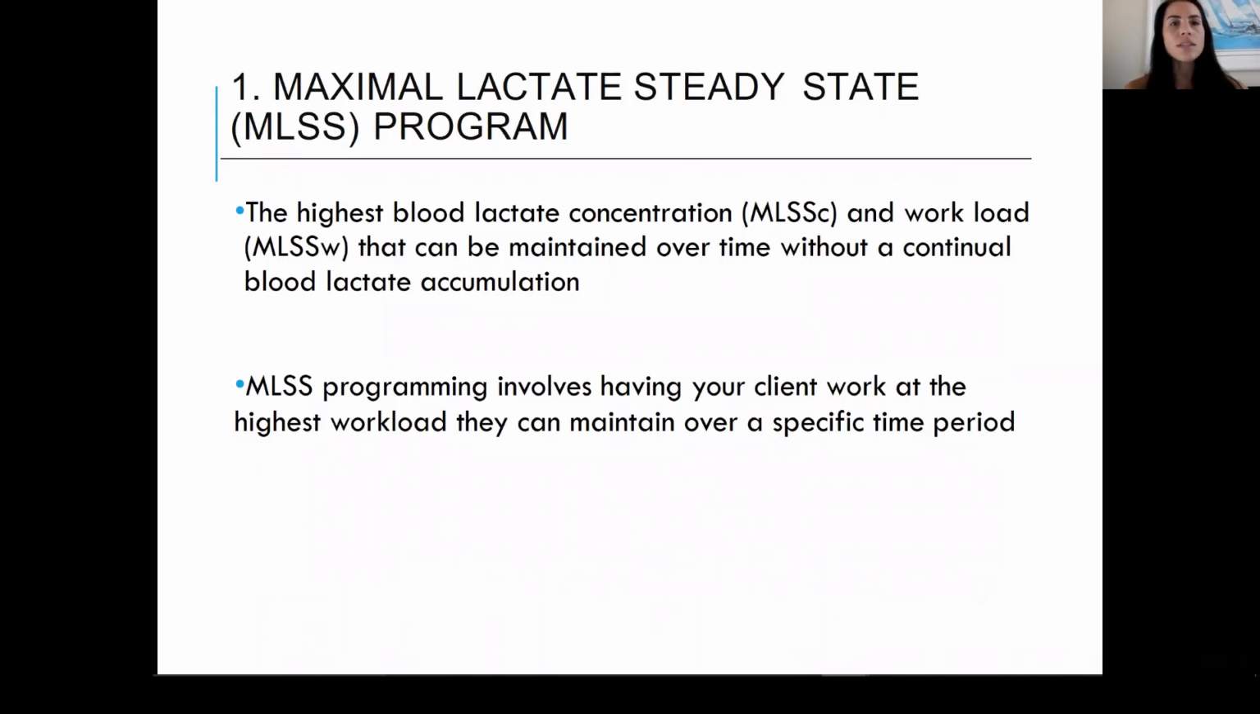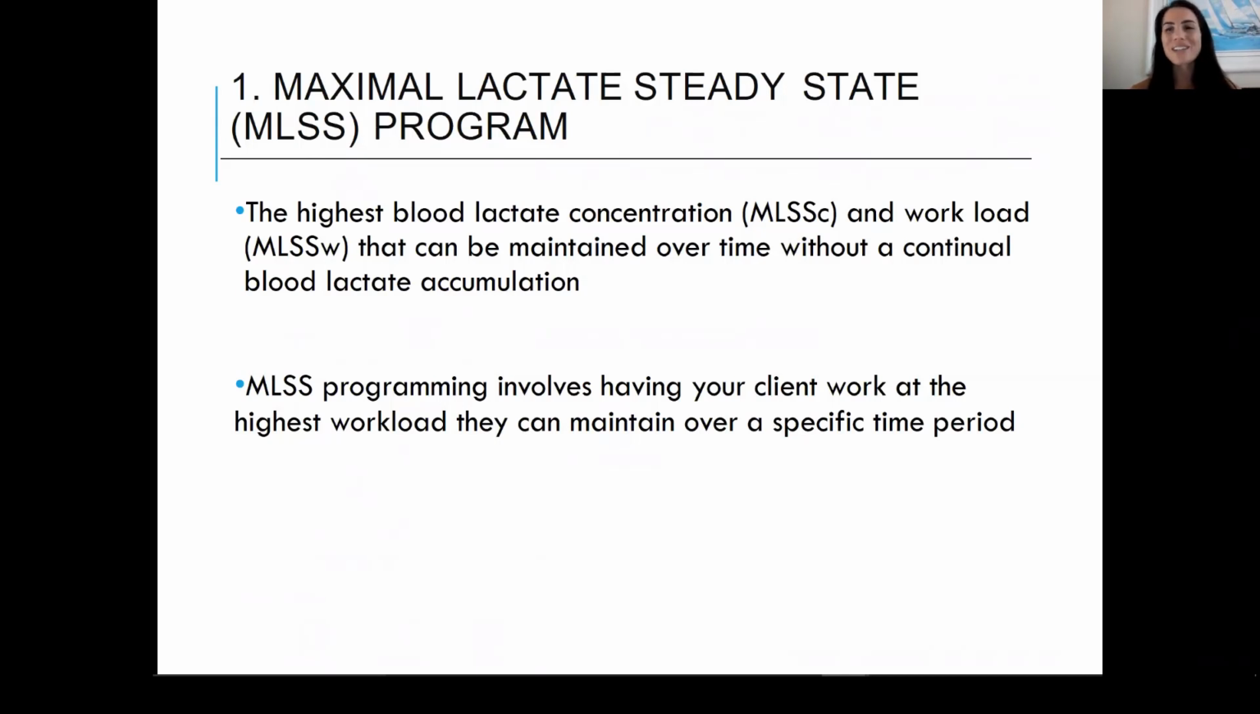So let's go ahead and start with the maximal lactate steady state program. This is also known as MLSS. And essentially what you have here is that we know that we want to get our clients to the highest blood lactate concentration and workload without them accumulating blood lactate. So MLSSC denotes blood lactate concentration, and then MLSS denotes the actual workload.